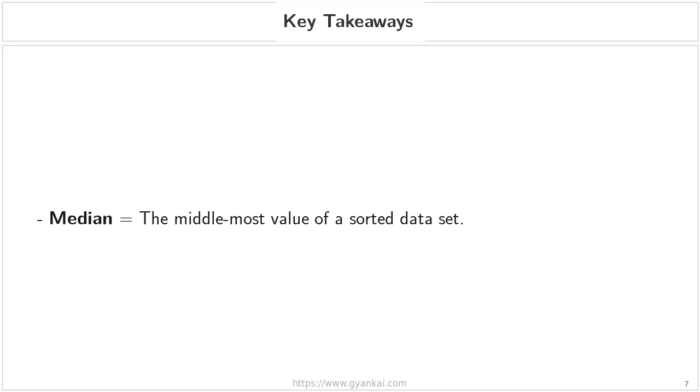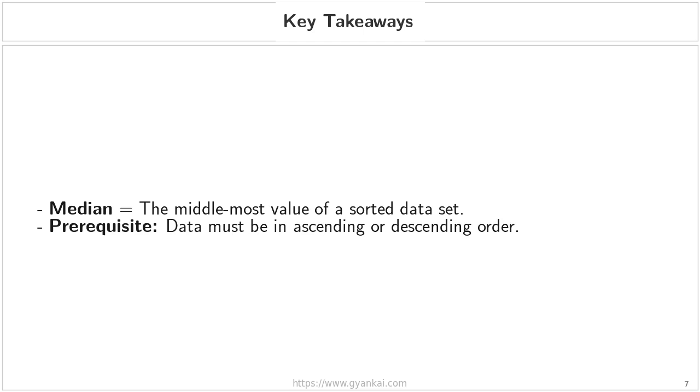First, remember that the median is simply the middlemost value of a sorted data set. It is that central point that splits your data into two equal halves. However, there is one crucial prerequisite you must never forget. Your data must be in ascending or descending order. As we discussed earlier, if you skip the sorting step, your calculation will be incorrect.